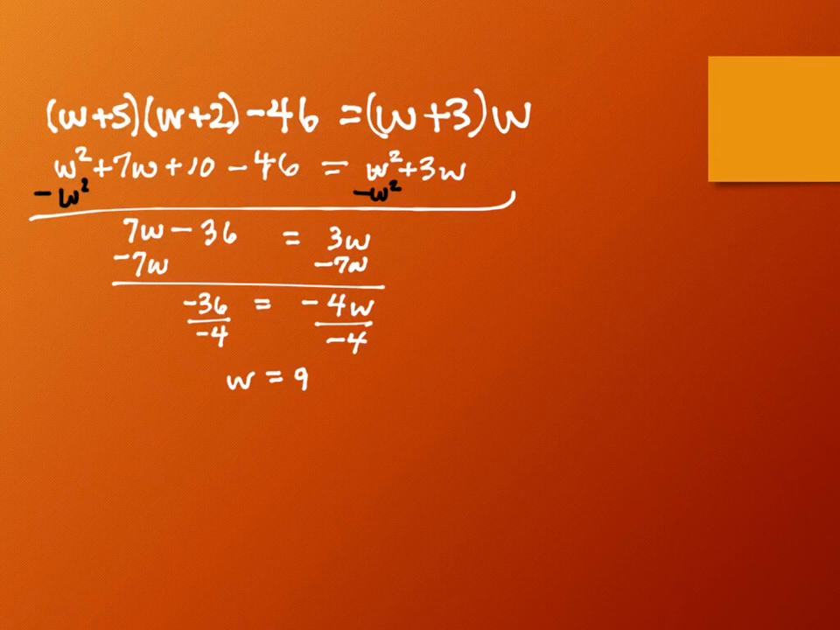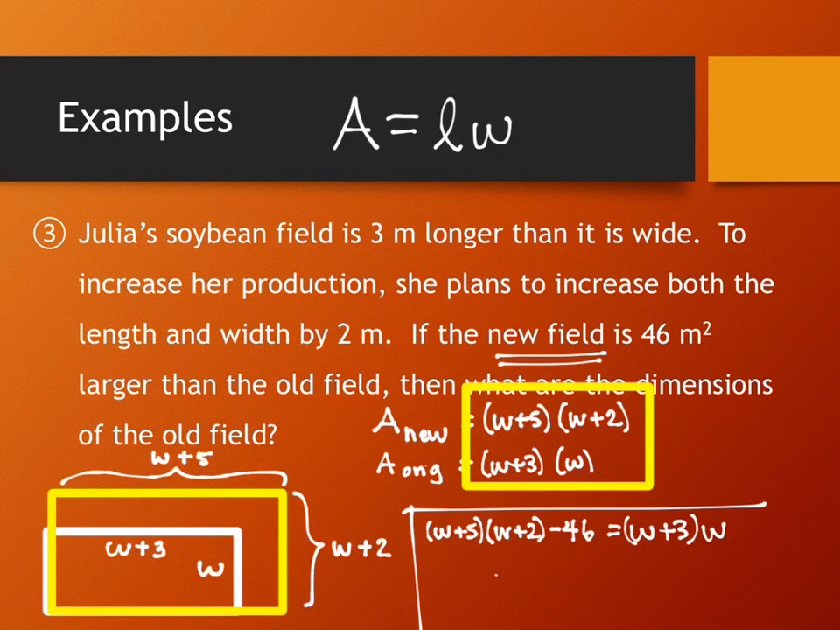Because this is representing the width of something. You can't have a negative width. Now, we found W equaled 9. We need to make sure we're answering the question that was actually asked. It says, what are the dimensions of the old field? Well, in terms of W's, what are the dimensions of the old field? 9 and 9 plus 3. Right, well, okay, so in terms of W, they're the W and the W plus 3, right?